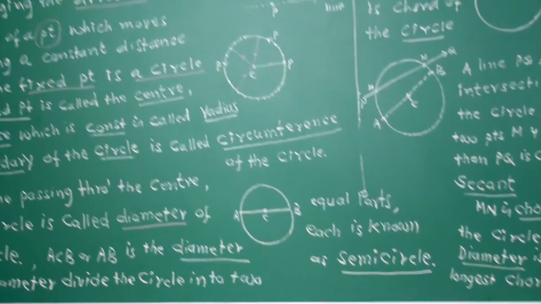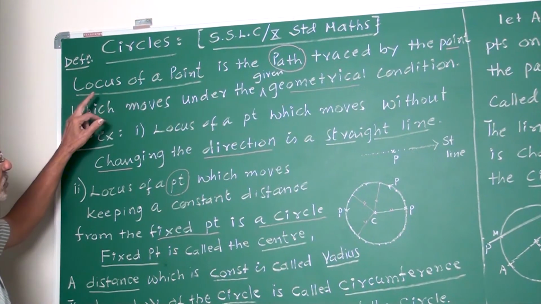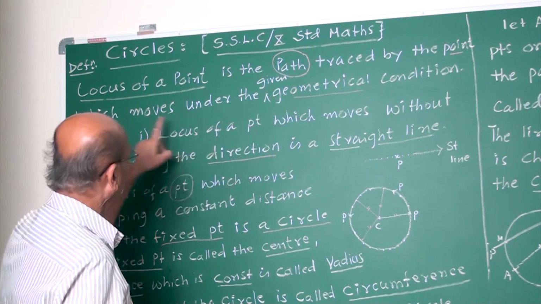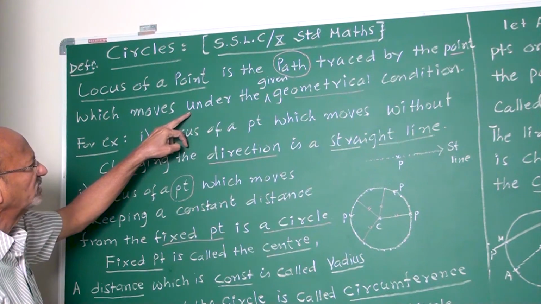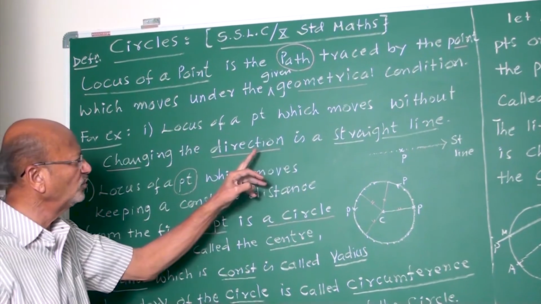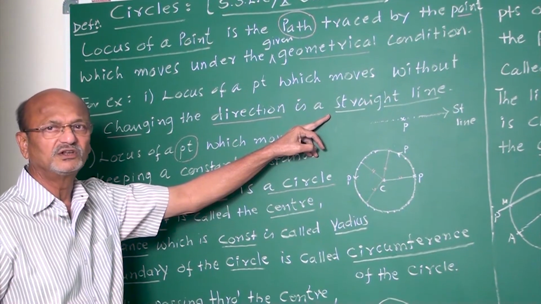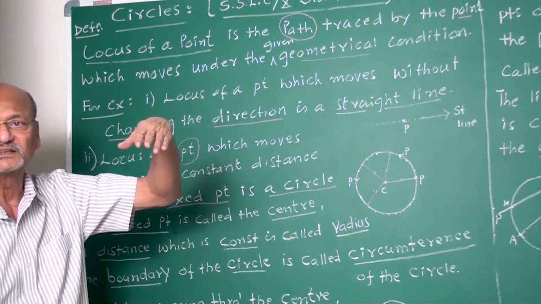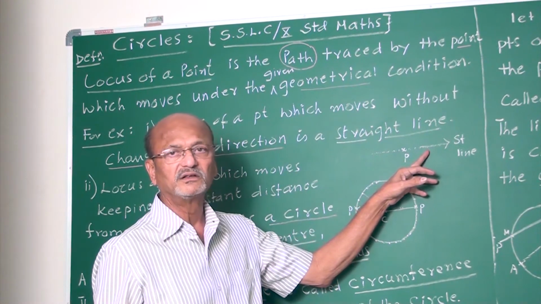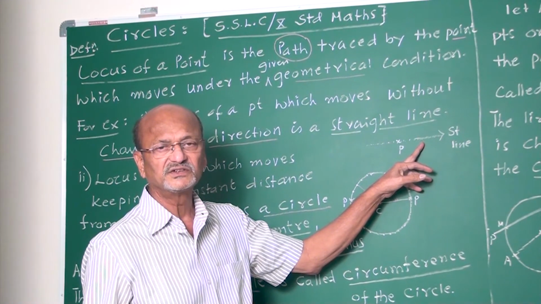Once again, I defined the circle with the help of locus of a point. Locus of a point is nothing but the path traced by a point which moves under the given geometrical condition. Locus of a point which moves without changing the direction is a straight line. If you compare this with the definition of a straight line as a set of points that has no breadth and no thickness, then it is a line.